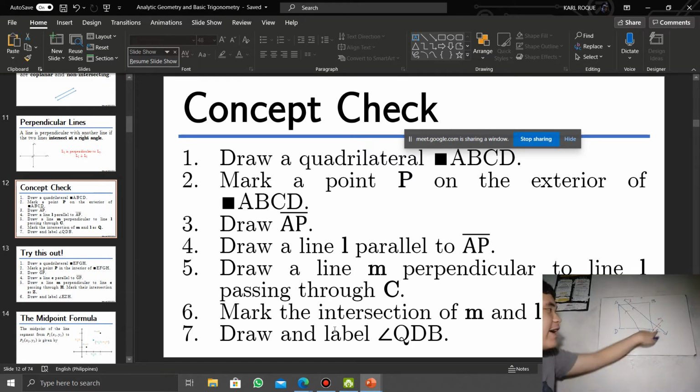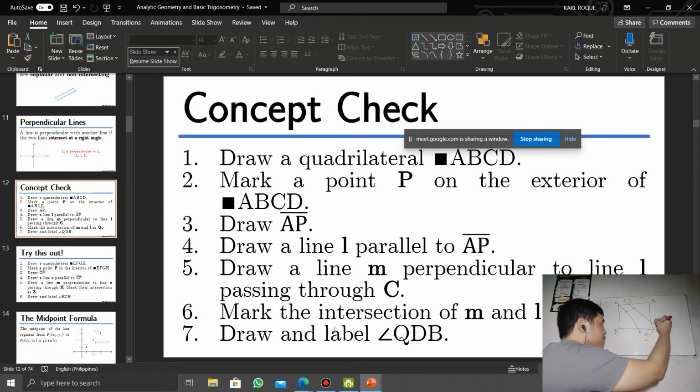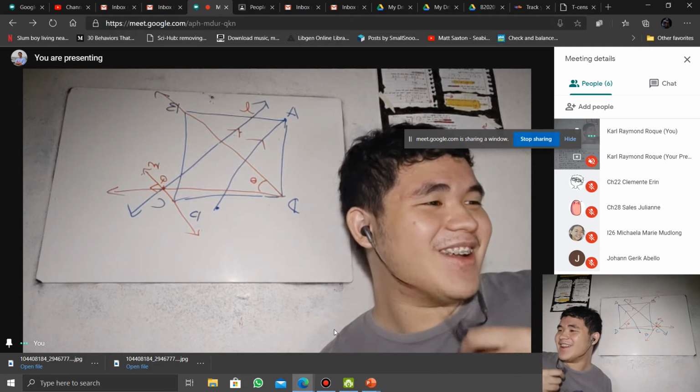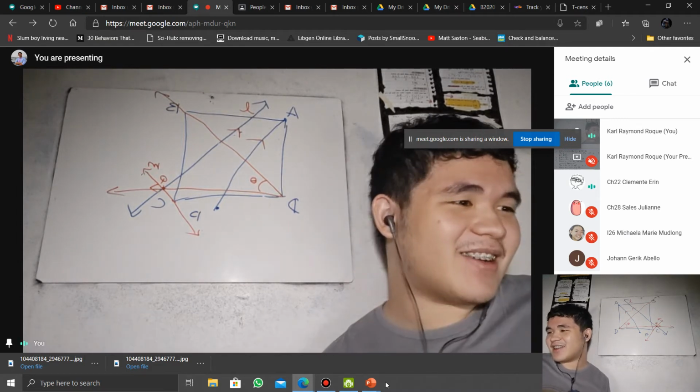Mark the intersection of M and L as Q. Okay, Q. This one is called Q, according to the problem. And lastly, draw and label angle QDB. So, let's see. QDB. My drawing is bad. QDB. Then you also extend this here. Then we mark the angle like that and put theta. You guys get it? Clear? Okay, sige.